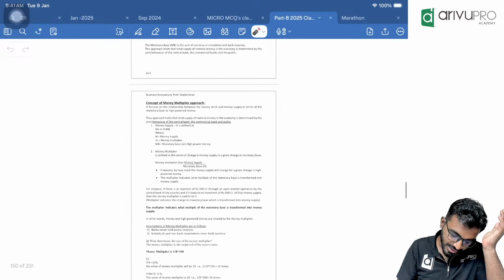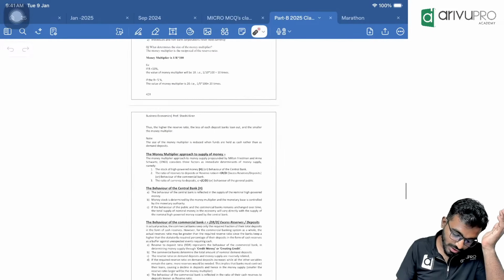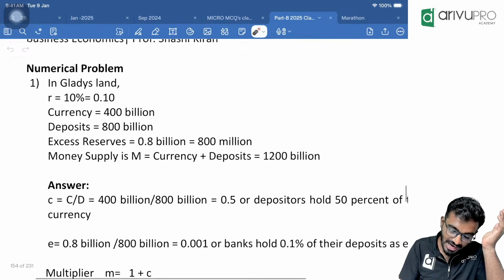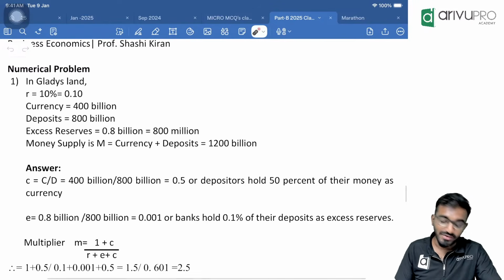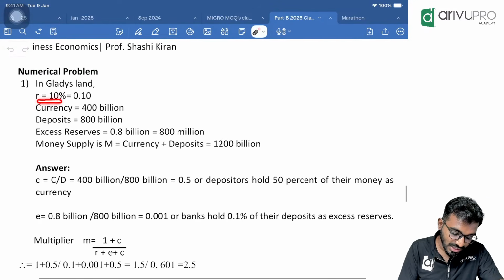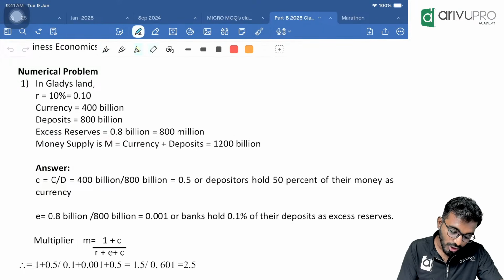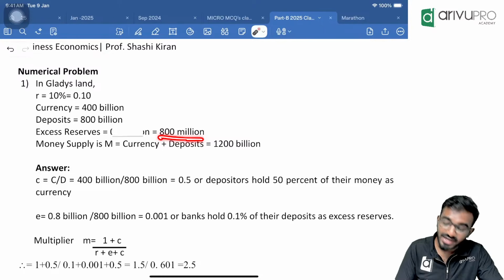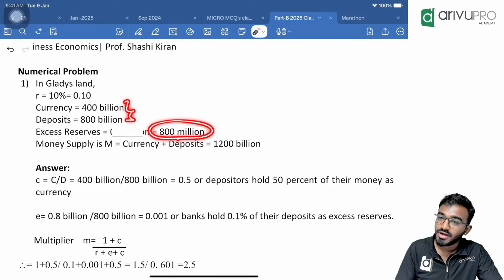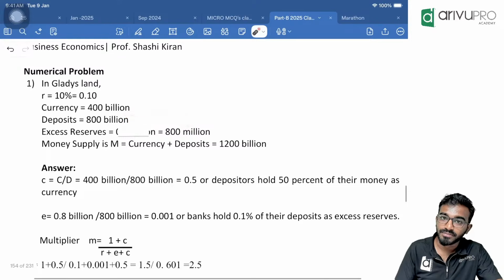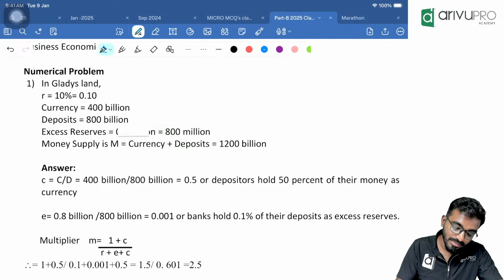Okay, so this is related to money supply and money multiplier. There can be one more type of question asked in the exam. Let me explain. This is the formula: 1 plus c divided by r plus e plus c. See, they have only given R, which is 10%. Currency in hand 400 billion, deposit 800 billion, excess reserve 0.8 billion. Sometimes they may not give you the 0.8; they may just give 800 million. Here it is in billion, here in million, so you have to convert million to billion. See, 100 crore is 1 billion, 10 lakh is 1 million. So always remember this.